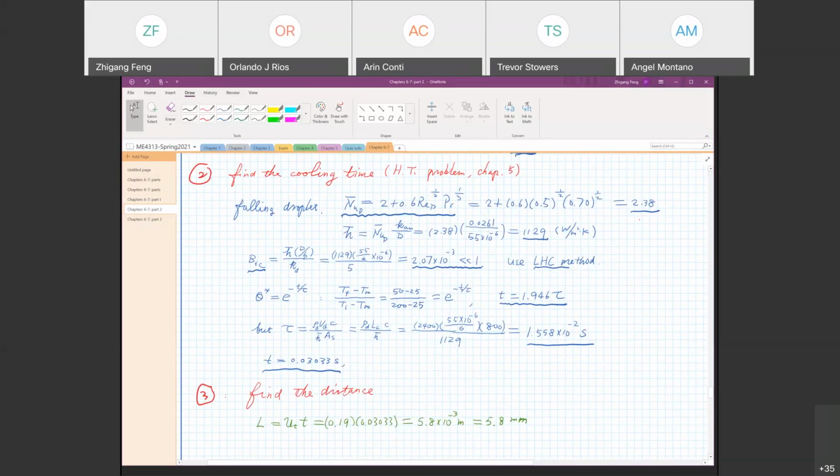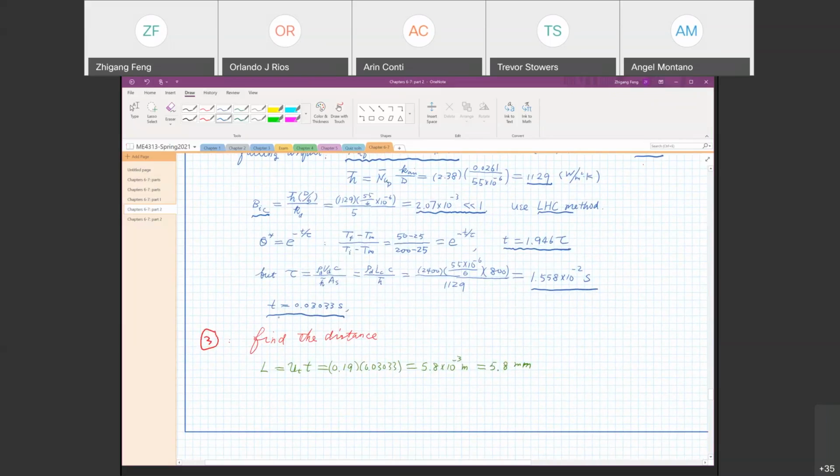Now the final step is just to combine the terminal velocity and the time we have found, and the final result for the L is about 5.8 millimeter, so about 6 millimeter.